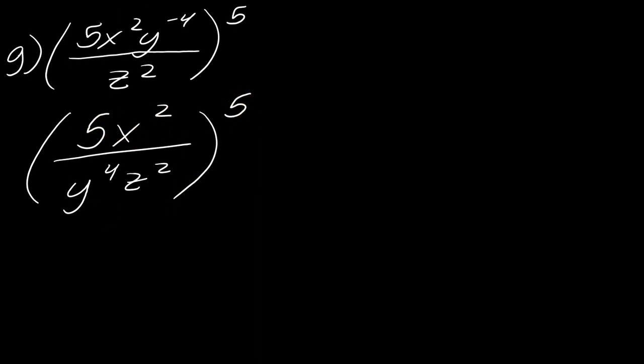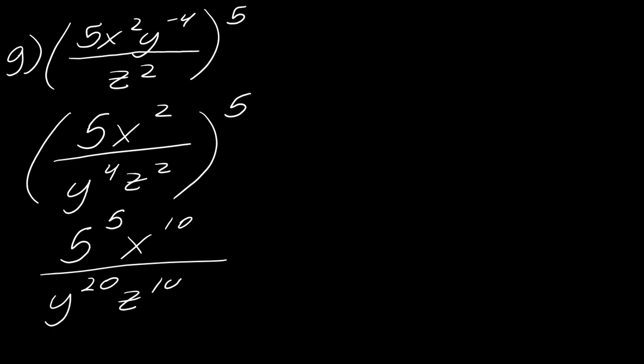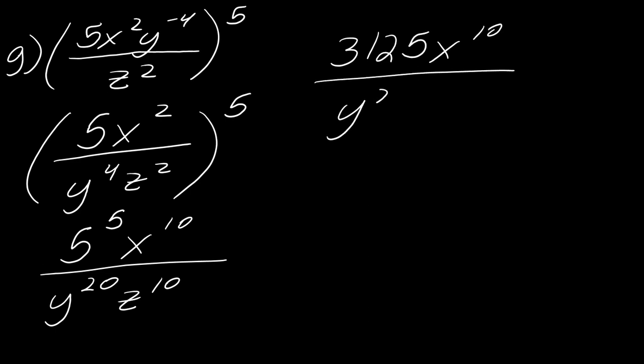And now I can go ahead and apply this 5 to everything. So this is going to be 5 to the 5th. I'll go ahead and just multiply these all by 5. So this is x to the 10th, y to the 20th, and z to the 10th. And what is 5 to the 5th? Ooh, it's a pretty big number, actually. It's 3,125 x to the 10th over y to the 20th, and then z to the 10th. So that would be the final answer in that case.